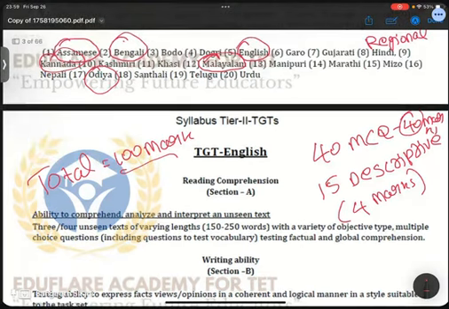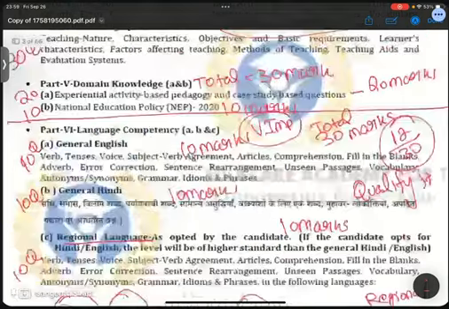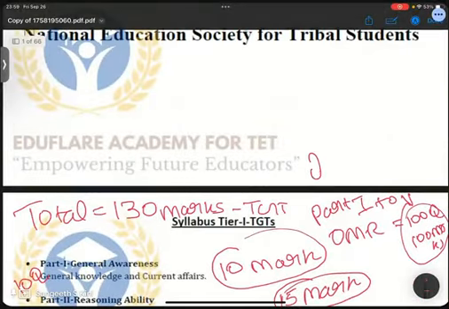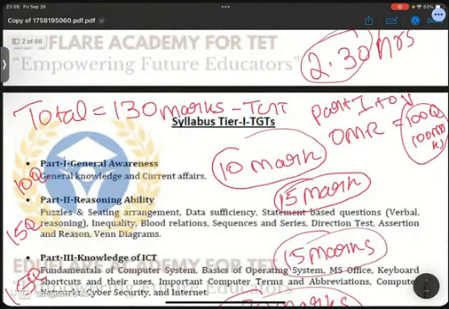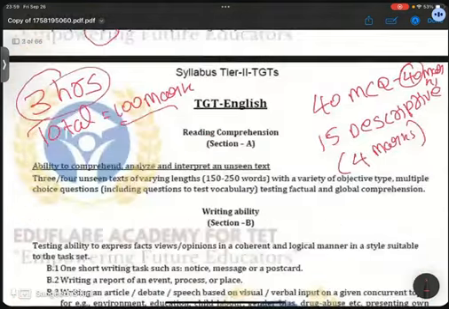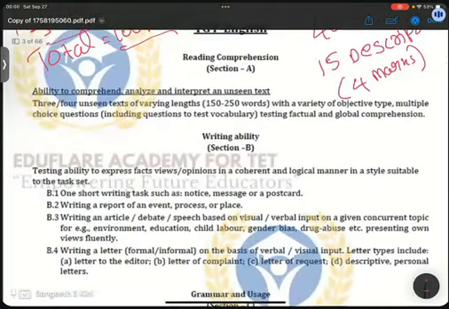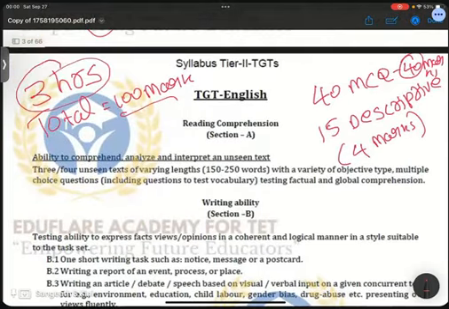And the time is 3 hours for our subject exam, and 2 hours 30 minutes, that is 2.5 hours, for our tier 1 exam. This is the time for tier 1 and tier 2. We get 3 hours for our subject paper and 2.5 hours for the general paper, that is tier 1.